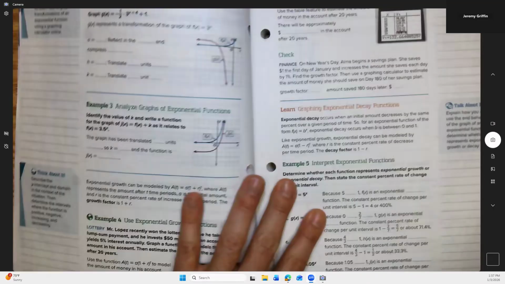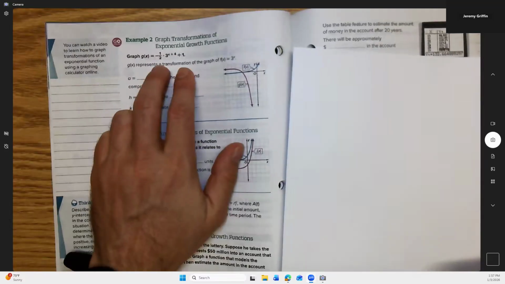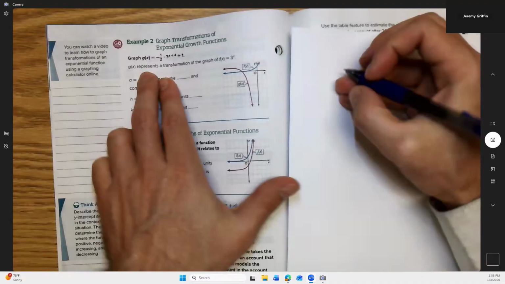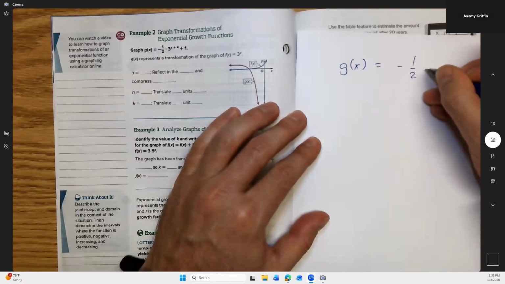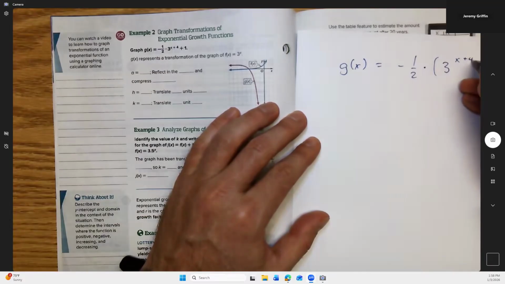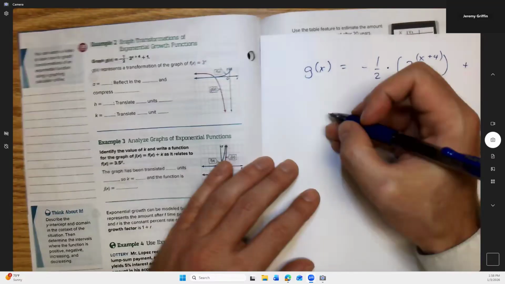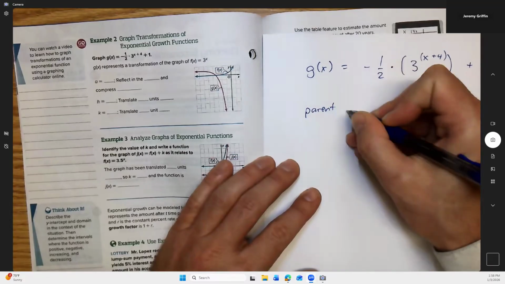All right, let's go through all the other examples. It's fun. Ooh, they jump straight into transformations. So we have g of x equals negative 1/2 times 3 to the power of x plus 4, and then plus 1. I'm going to think of this as the parent function.